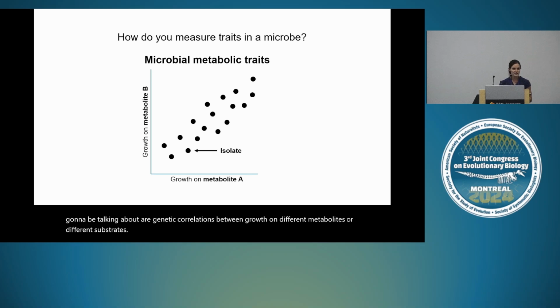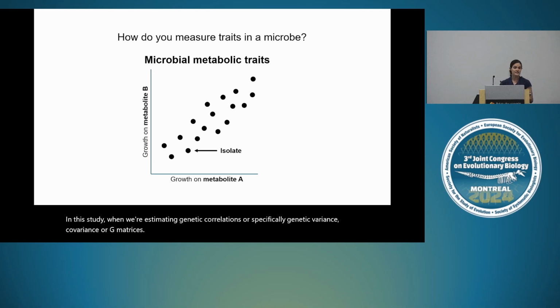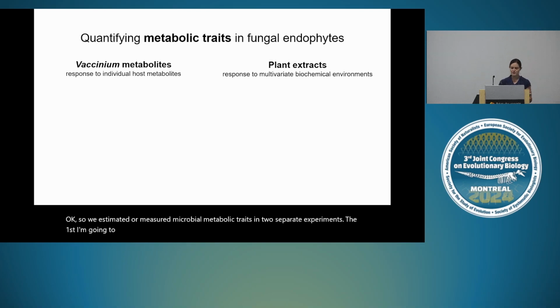In this study, when we're estimating genetic correlations, or specifically genetic variance-covariance, or G matrices, we're doing it based on isolate means, where each mean is an average of 3 different replicates. Okay, so we measured microbial metabolic traits in 2 separate experiments. The first I'm going to refer to as the metabolite experiment.